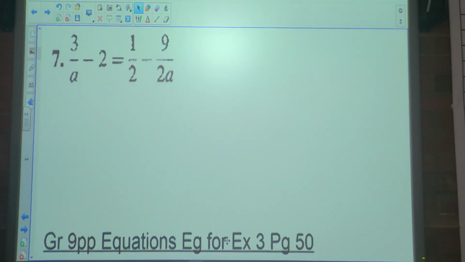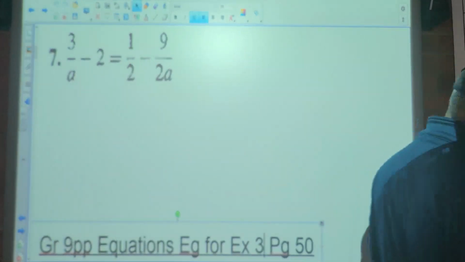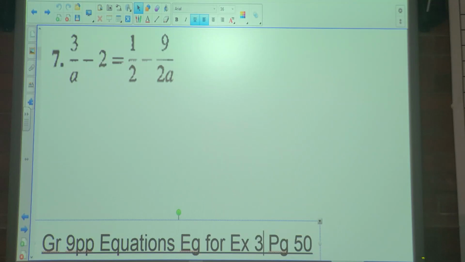Yeah. People, number 7. So here, we have 3 over a minus 2 is equal to a half minus 9 over 2a. I actually was supposed to have put the exercise 3 and 4, because there are no examples dealing with exercise 4. Exercise 4 is a mixed exercise.